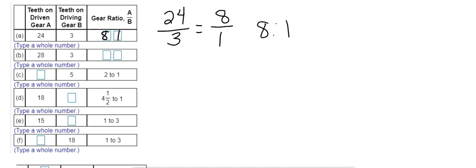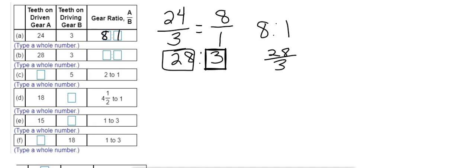For part B, we have 28 to 3, and 28 divided by 3 does not reduce in any way, so 28 and 3 are the two numbers you put in your answer blank.